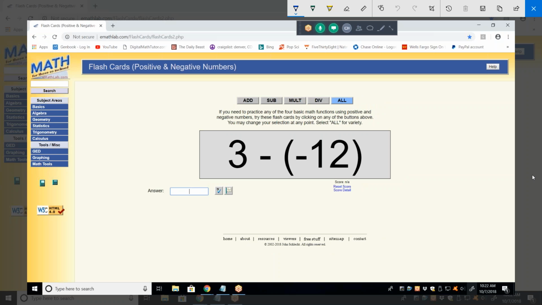Well, which is the subtraction sign? The negative 12. No, that's the negative sign. You just said negative 12. That's the negative sign. What's the subtraction sign? The subtraction sign is the one right between 12 and 3. Okay. So the way you do subtraction is you change them to addition.